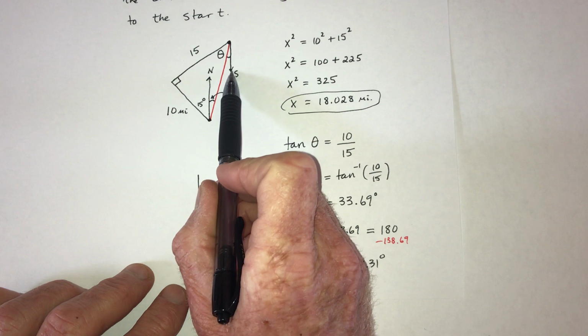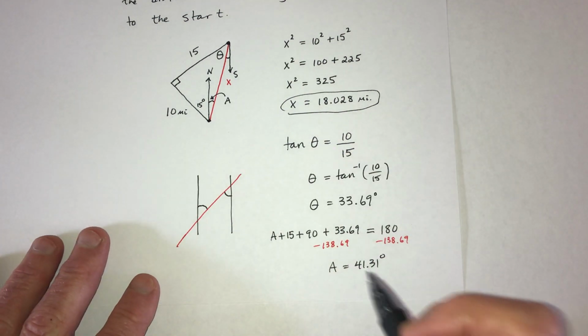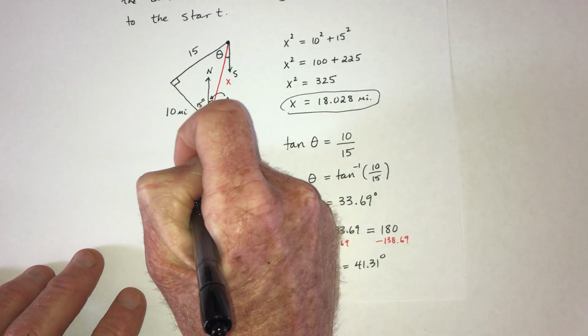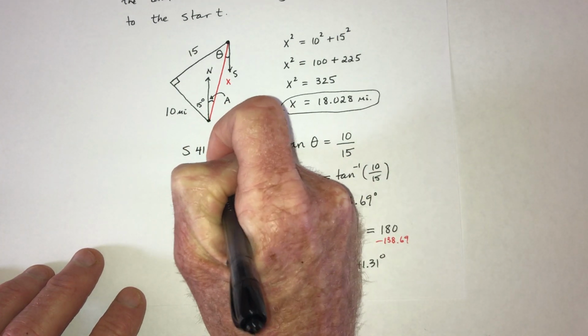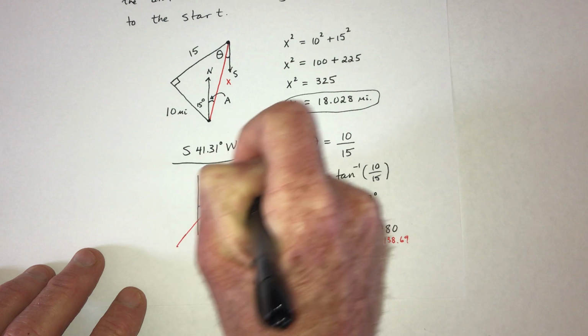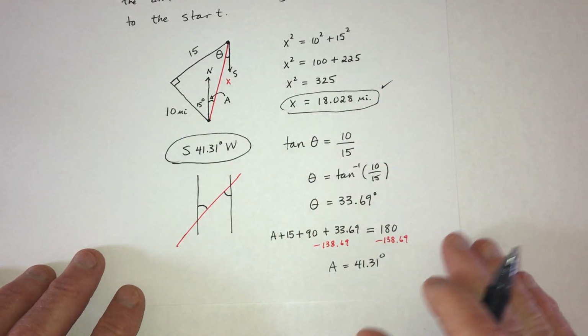So that means from the south goes toward the west. Where should I put that answer? From the south, go 41.31 degrees towards the west. There's the bearing, and there's the distance.